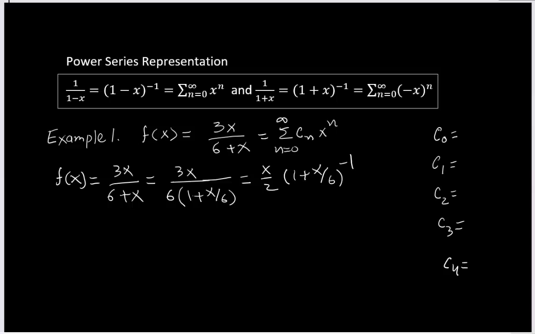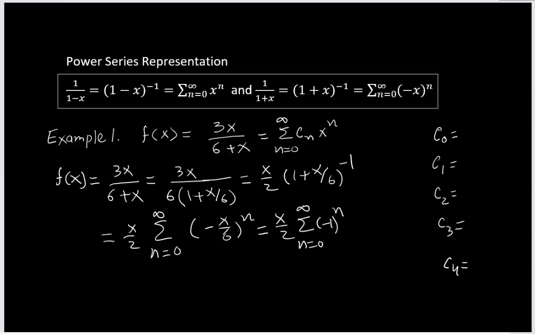to the negative 1. Now we are ready to write the expansion immediately, like x over 2 and then summation n goes from 0 to infinity. If you are using the second formula as you see here, I just need to replace my x by x over 6. So now let us do the simplification. We have x over 2 summation n goes from 0 to infinity. I want to put negative 1 to the n, and then you have x to the n over 6 to the n. Now let us do some more simplification.